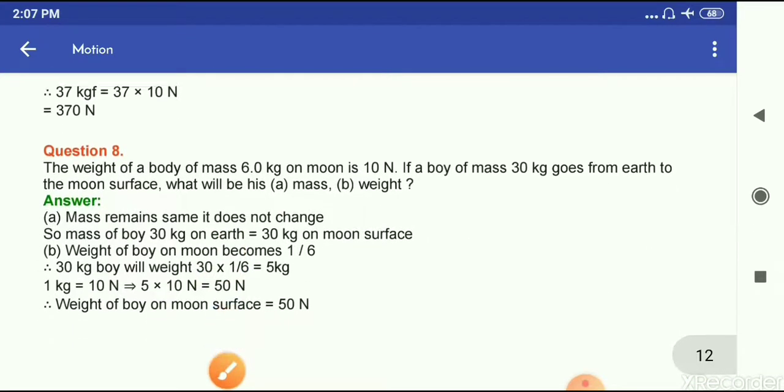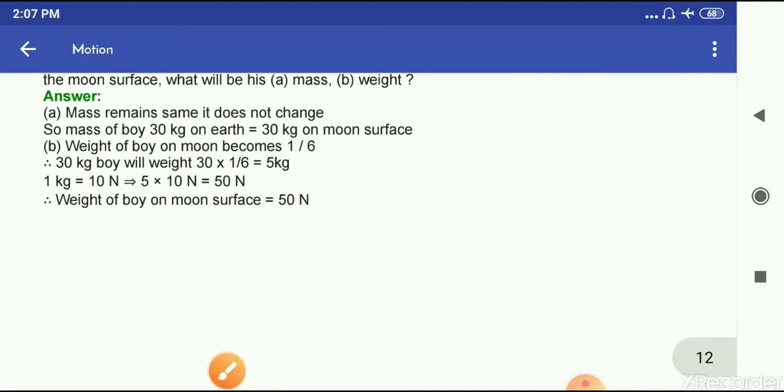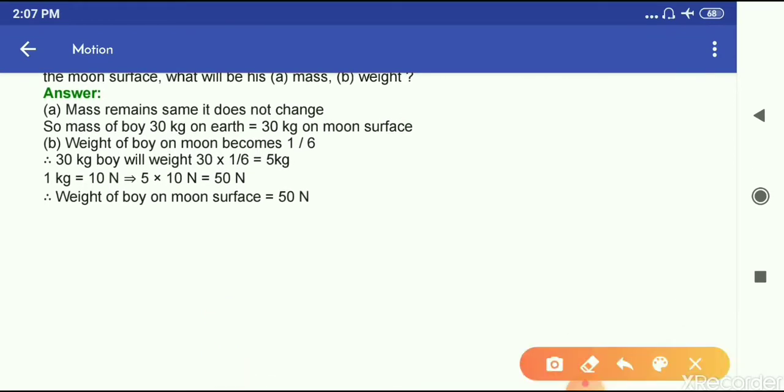Now question number 8. The weight of the body of mass 6 kilogram on moon is 10 Newton. If a boy of mass 30 kilogram goes from Earth to the moon surface, what will be his mass and weight? So mass will not change, it will remain same. So the mass of the boy of 30 kg on Earth will be 30 kg on moon also. And the weight of the boy becomes 1/6, that is 30 multiplied by 1/6, that is 5 kg. And then we will change this into Newton by multiplying it by 10. So we get the answer 50 Newton.